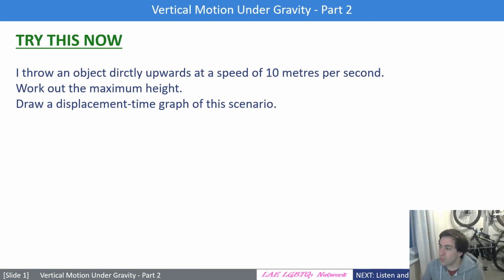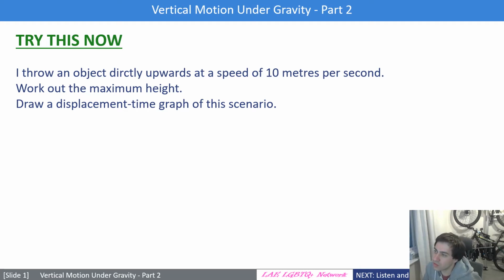Okay, so we're going to have a second session on vertical motion under gravity. Effectively, it's going to be a little bit more of the same, but with some slightly trickier questions. We're going to finish off that one example we still need to do from the textbook. And I'll also just further clarify a couple of key concepts which will be useful for answering certain types of questions.